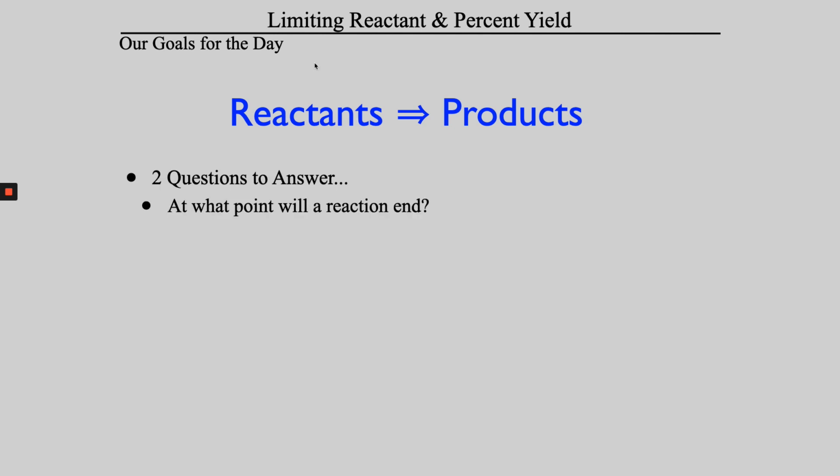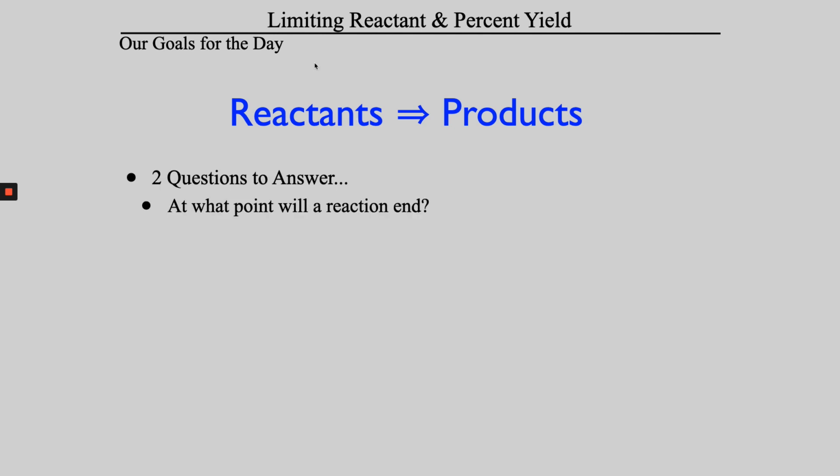So, guys, let me set the stage for you. Two separate ideas, limiting reactant, percent yield, but they're married together. Don't write this down. So guys, here's what we know. We know right now that when reactions happen, reactants lead to products. But guys, today we're going to ask and answer two important questions.